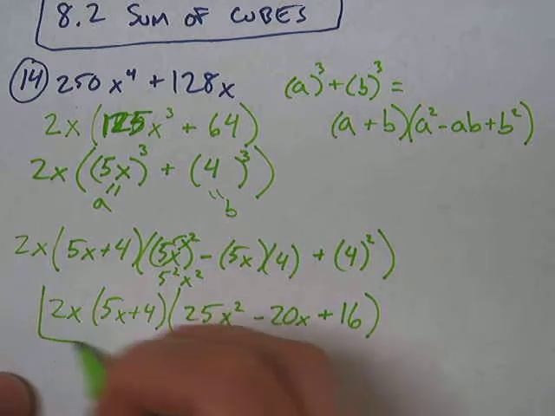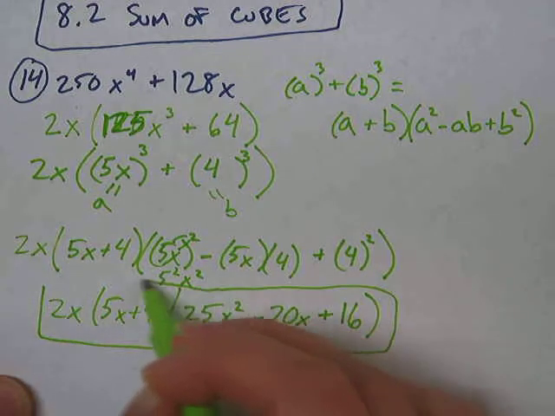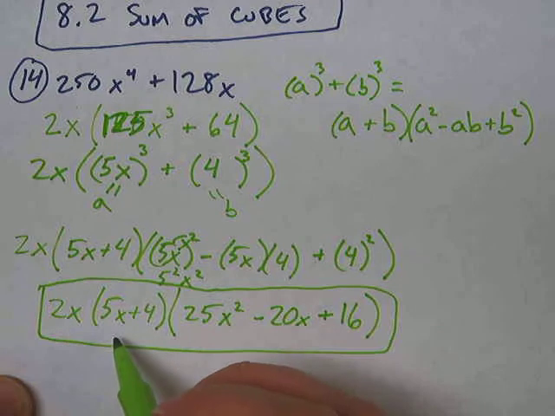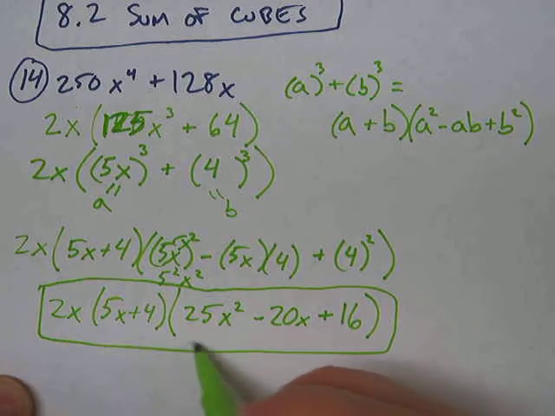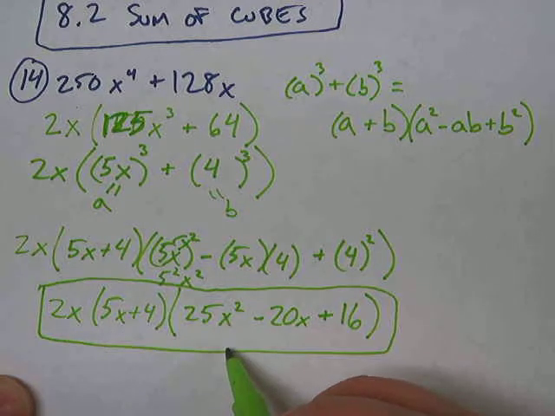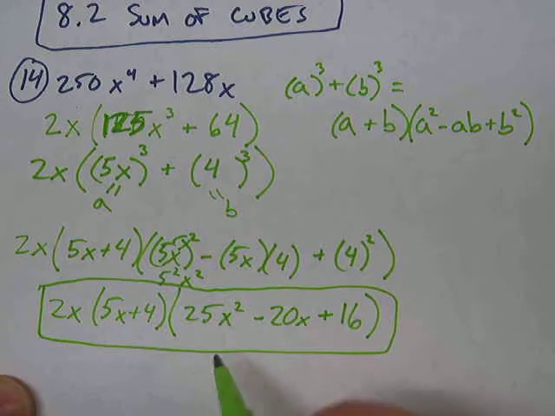So our final answer is right here. We have 2x times 5x plus 4 times 25x squared minus 20x plus 16 for our final answer.